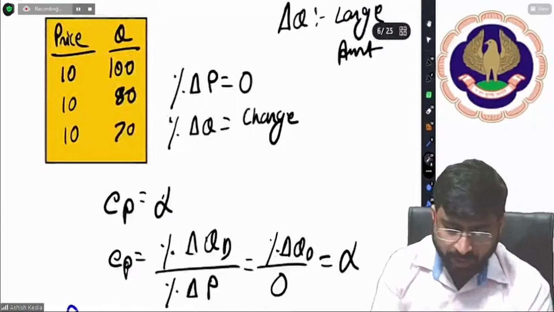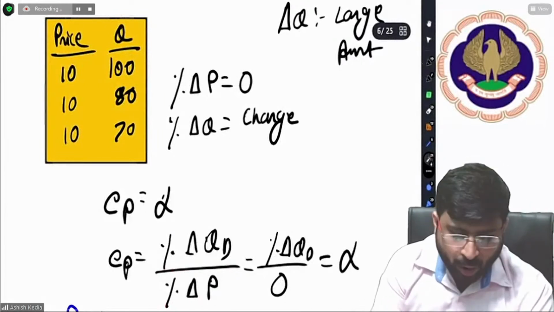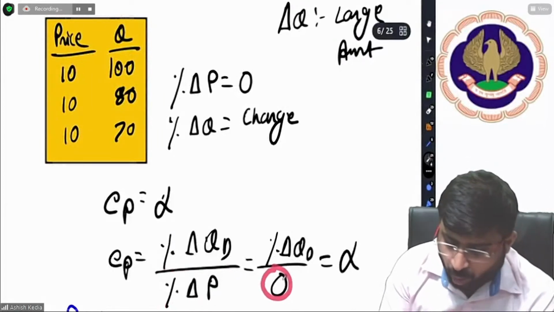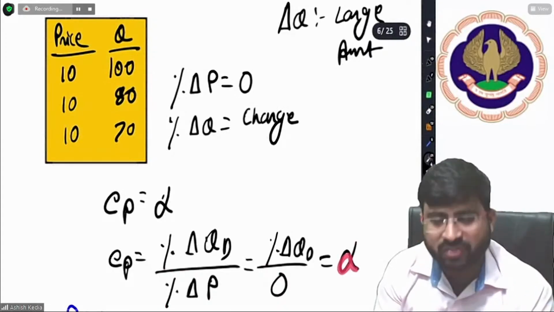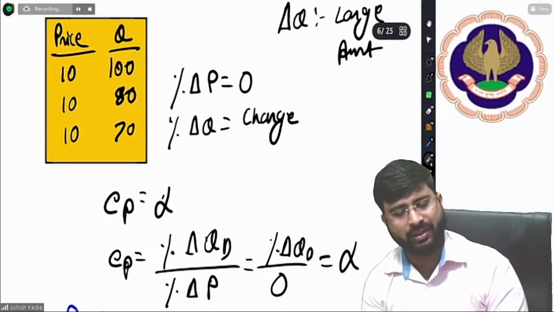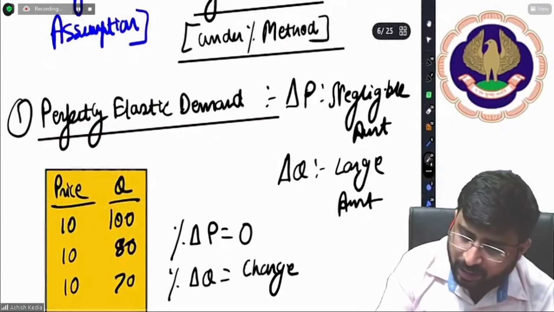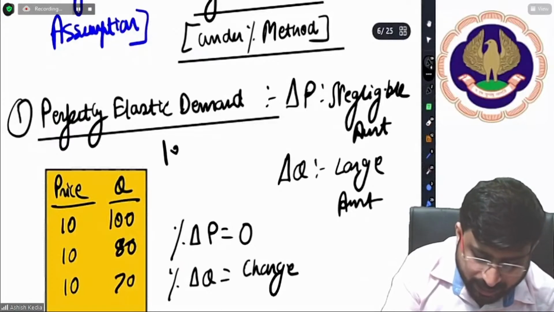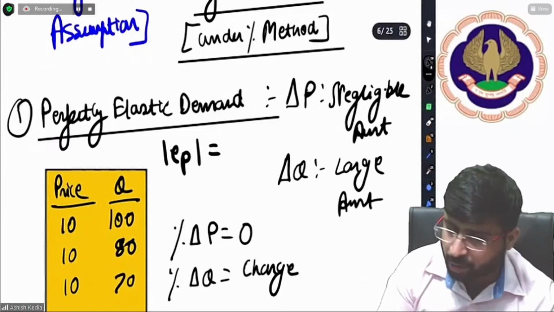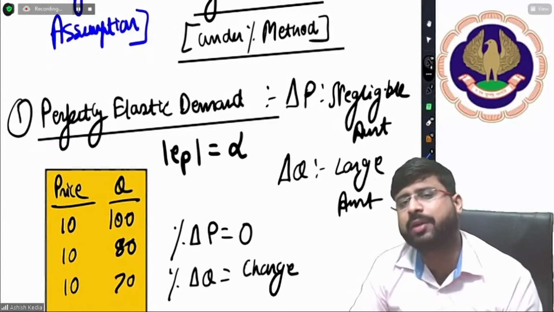So when you calculate the formula, percentage change in quantity by percentage change in price, obviously the percentage change in price is zero. So anything by zero is infinity or undefined. That's why we put the sign infinity or undefined. Oh, so you are telling us that in case of perfectly elastic demand, the value of elasticity in modulus will be infinity or undefined. That's exactly what I'm saying.